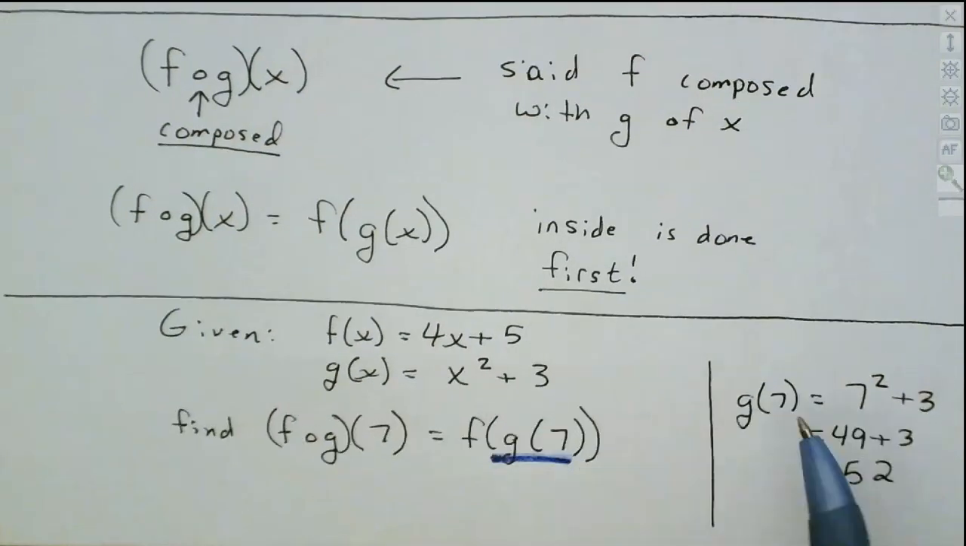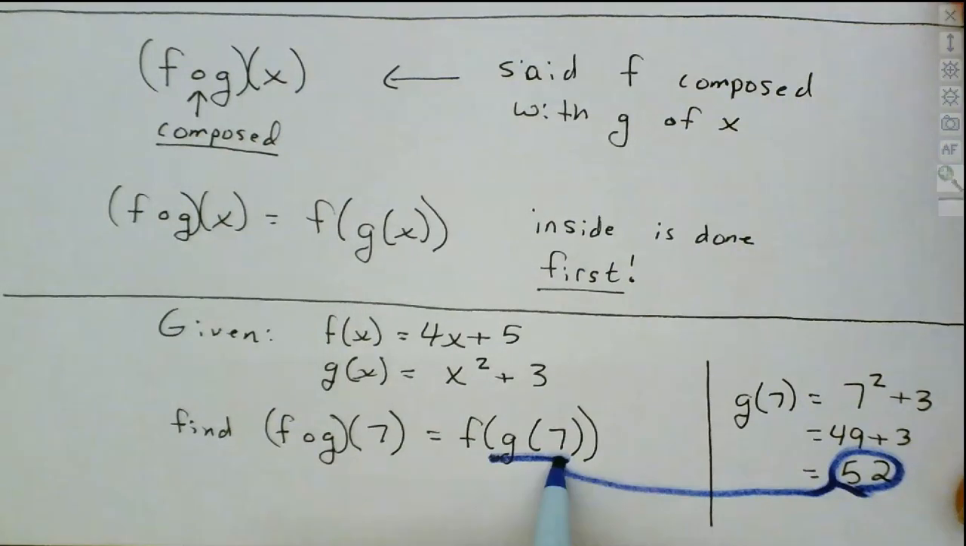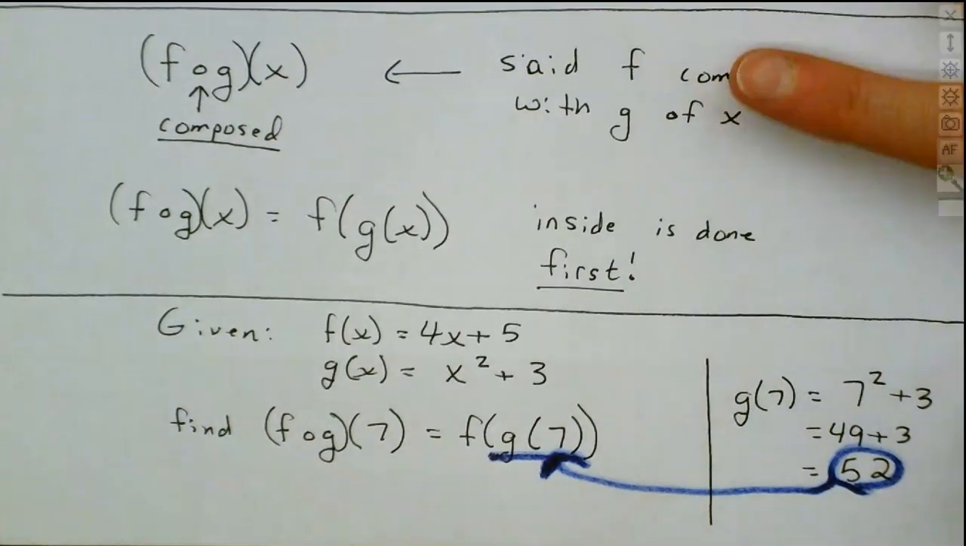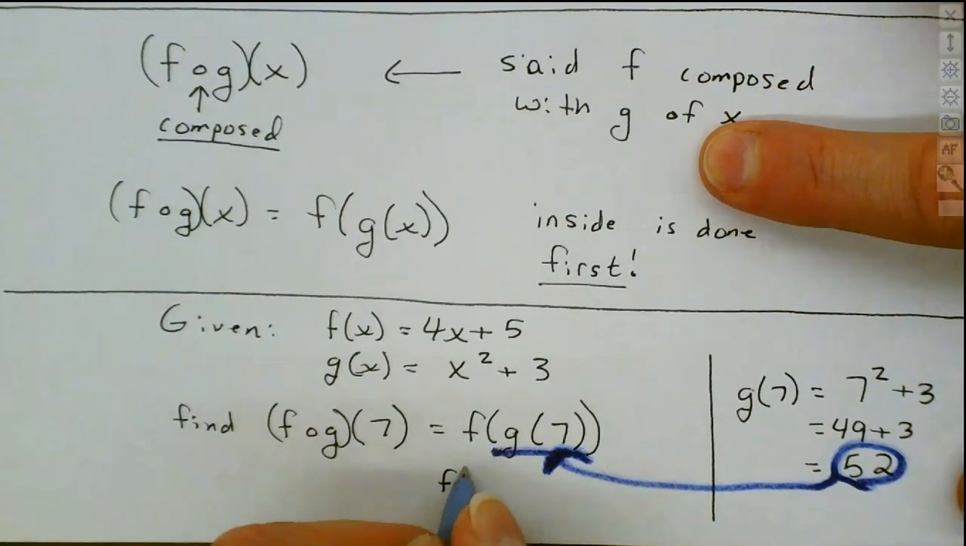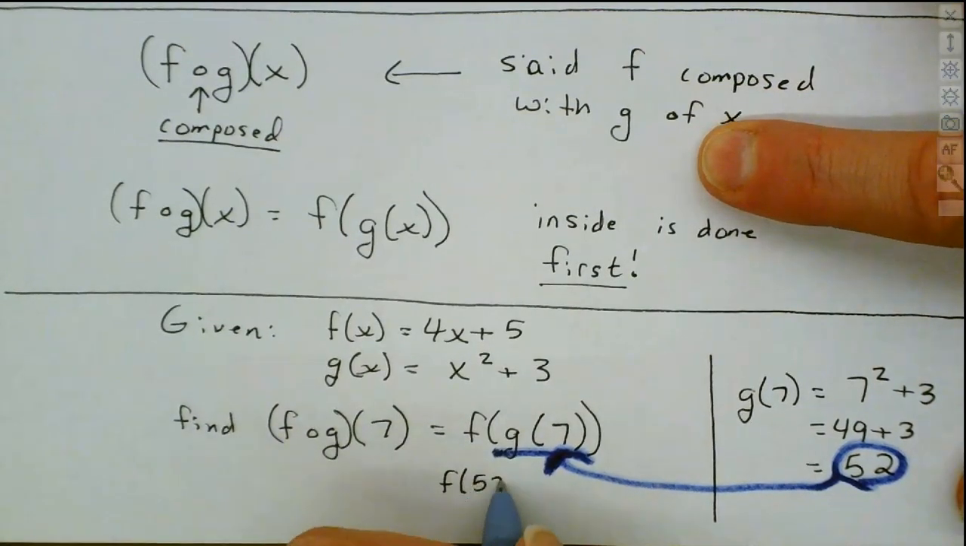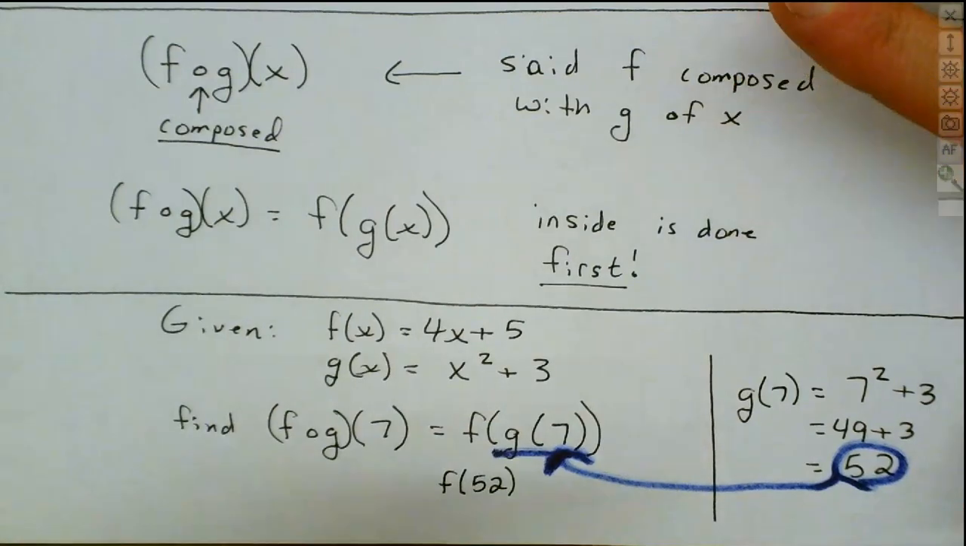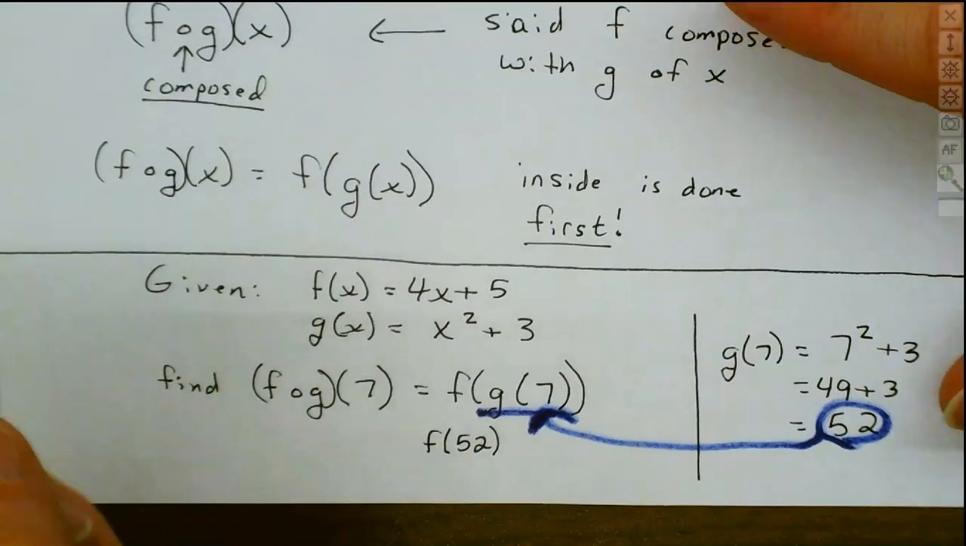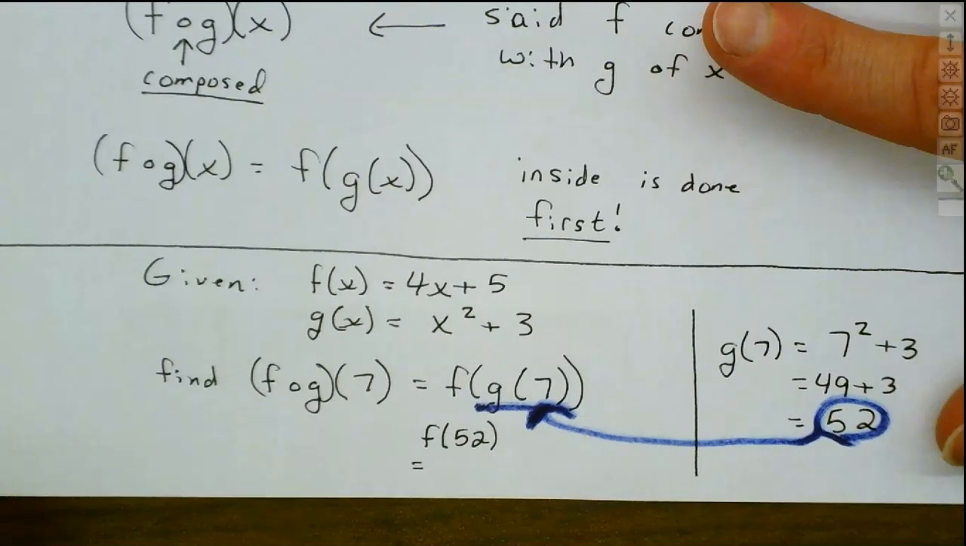G of 7, I did it over to the side. Now this gets plugged in to there. So that is now going to be f of 52, right? Because you plug in one to the other. And what does f of 52 look like?